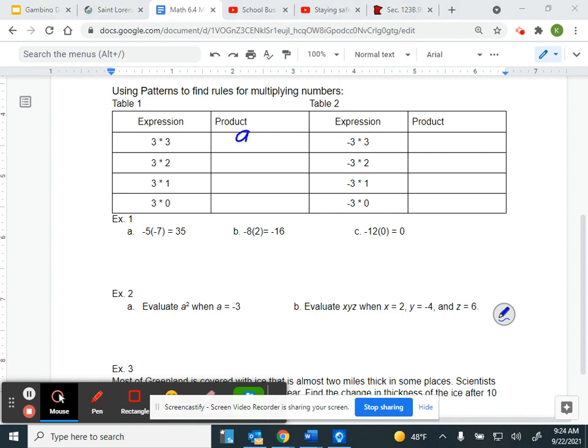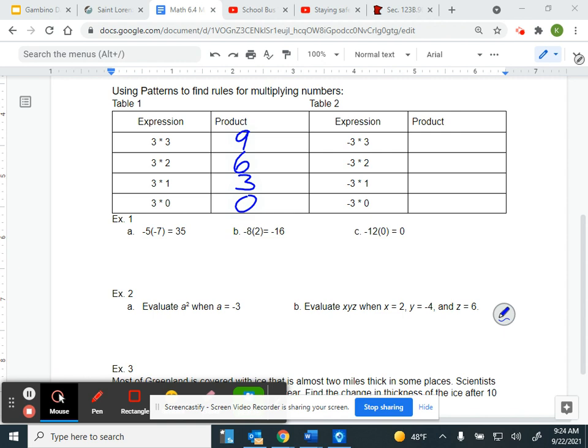A positive 9. What if it's 3 times 2? Will? 6. A positive 6. 3 times 1? Gregory? 3. A positive 3. 3 times 0? Nolan? 0.